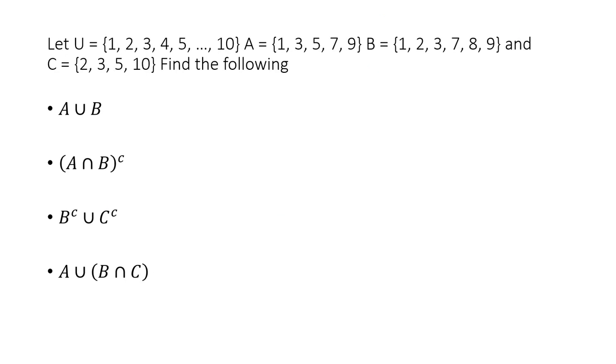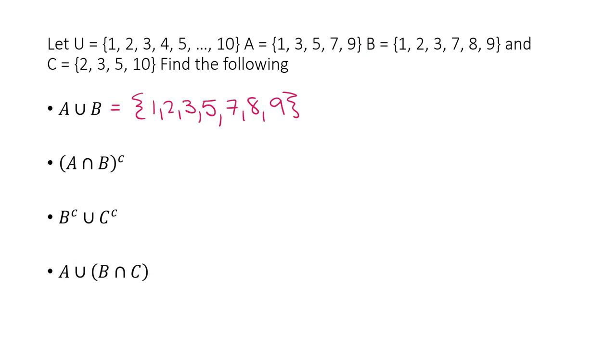All right, let's do one more example. This time my universal set is the numbers 1 through 10. I'm going to define set A to be 1, 3, 5, 7, 9. Set B is 1, 2, 3, 7, 8, 9. And set C is 2, 3, 5, 10. So we can go ahead and do the same thing.